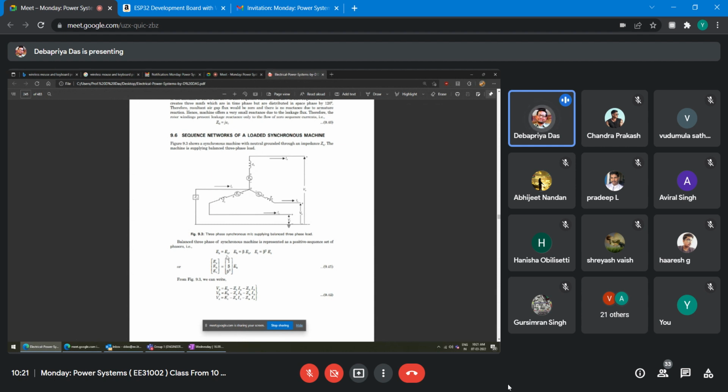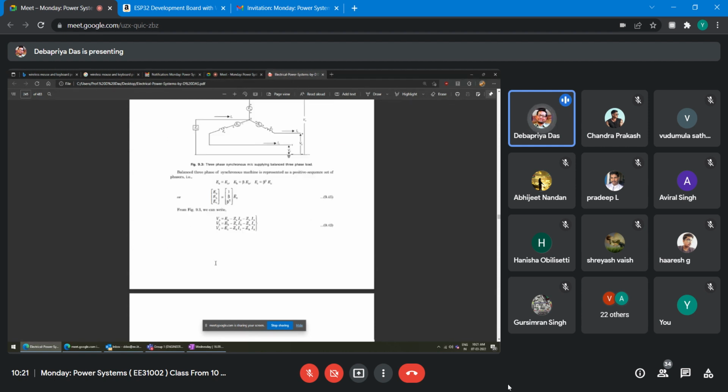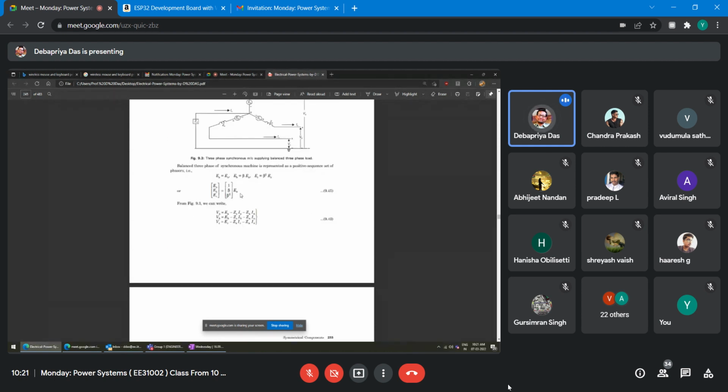Now EA is equal to EA, EB is equal to beta into EA, same as before, the 120-degree phase shift, and EC is equal to beta square EA. This way you first make it. EA is the reference phasor, therefore EB is beta EA and EC is beta square EA. Therefore you can write EA, EB, EC is equal to 1, beta, beta square times EA. Instead of writing angle 120 degrees or angle minus 120 degrees, angle 240 or angle 120, earlier we have seen that beta is equal to e to the power j120 degrees. So accordingly you can write EABC is equal to 1, beta, beta square times EA.